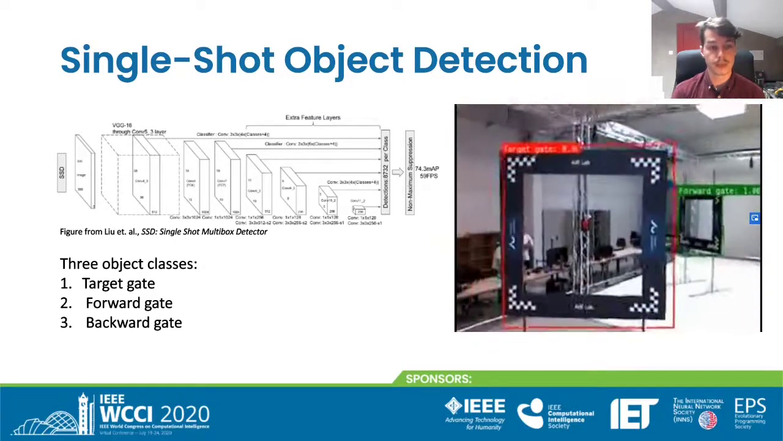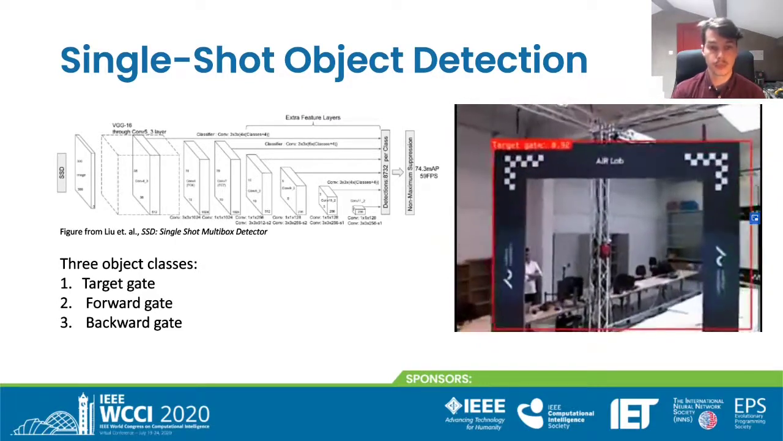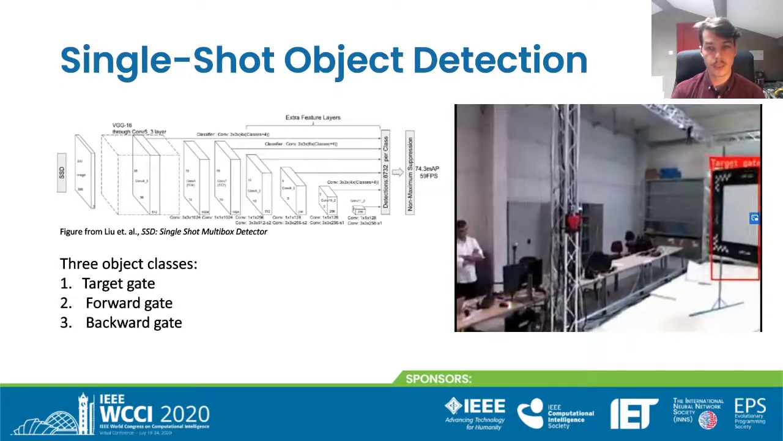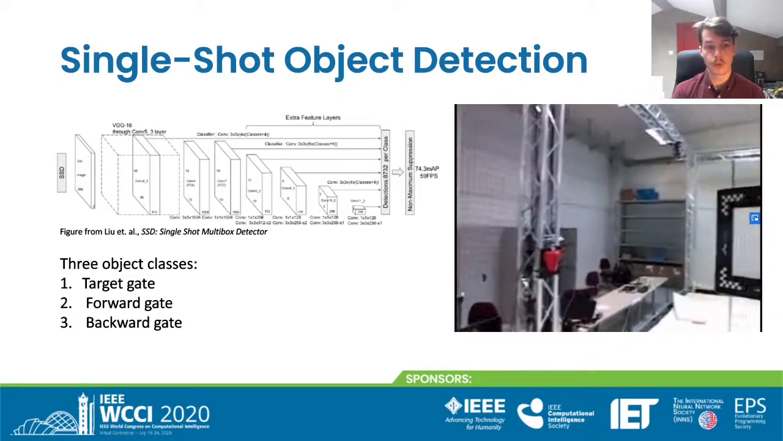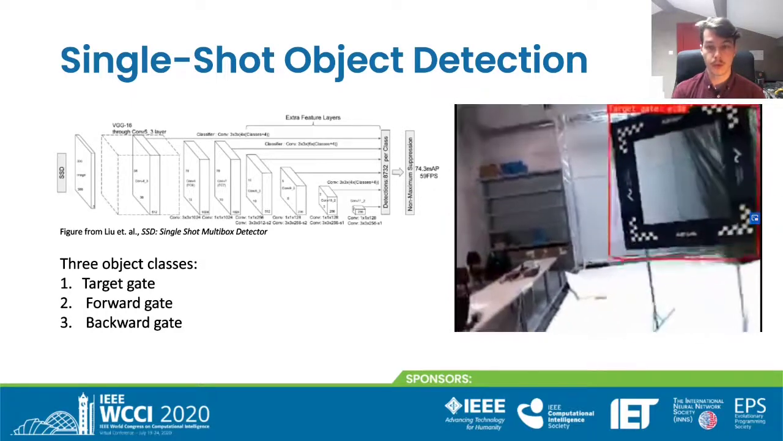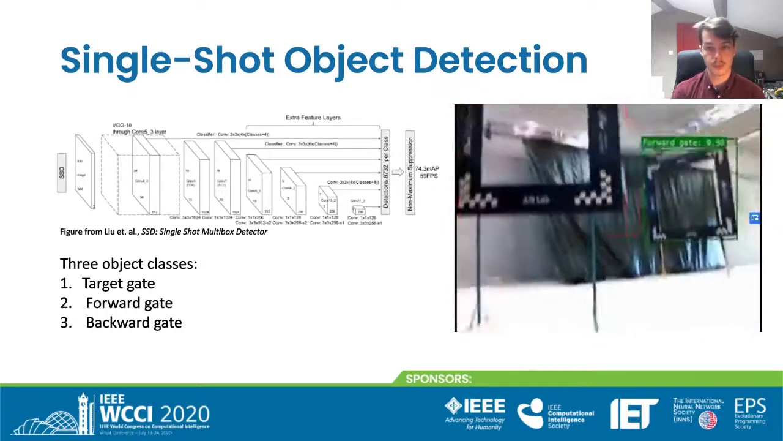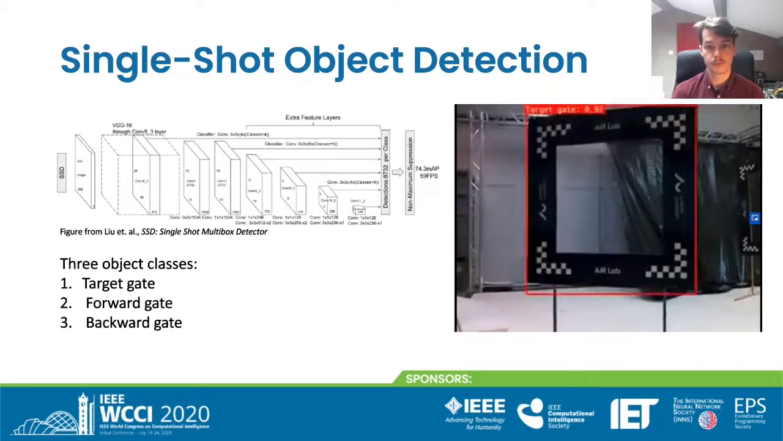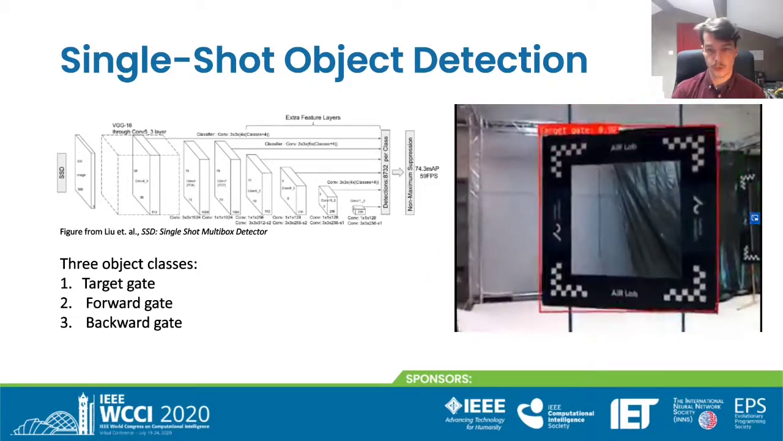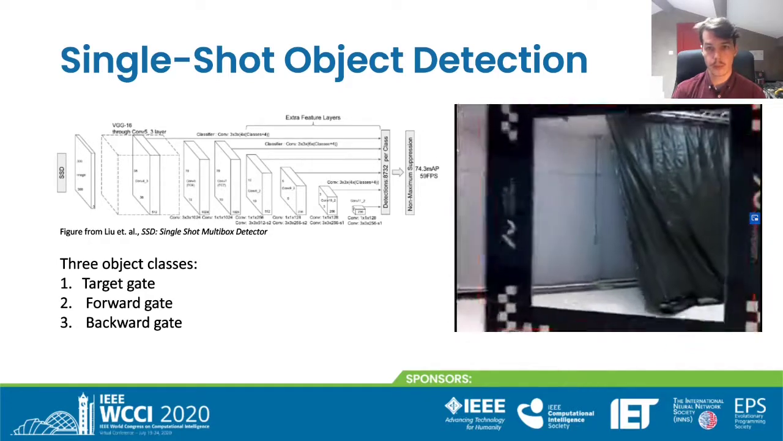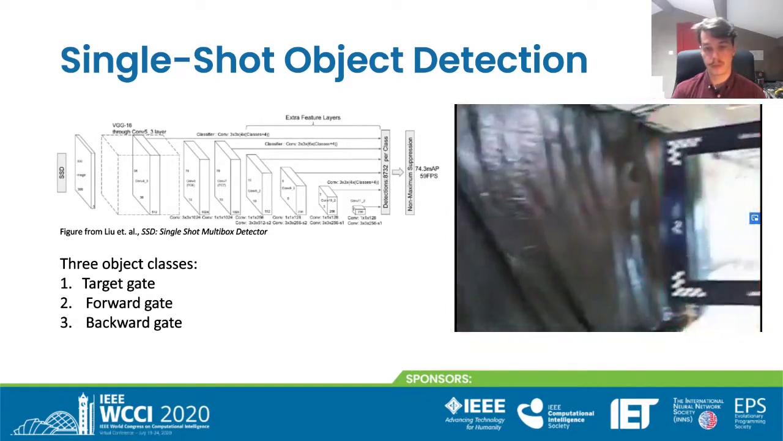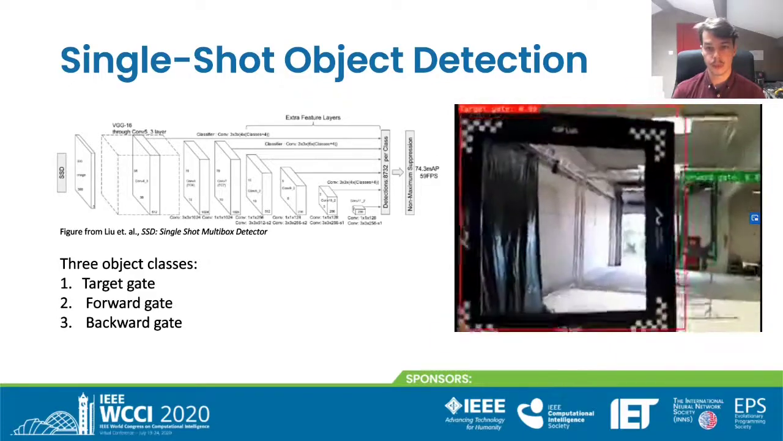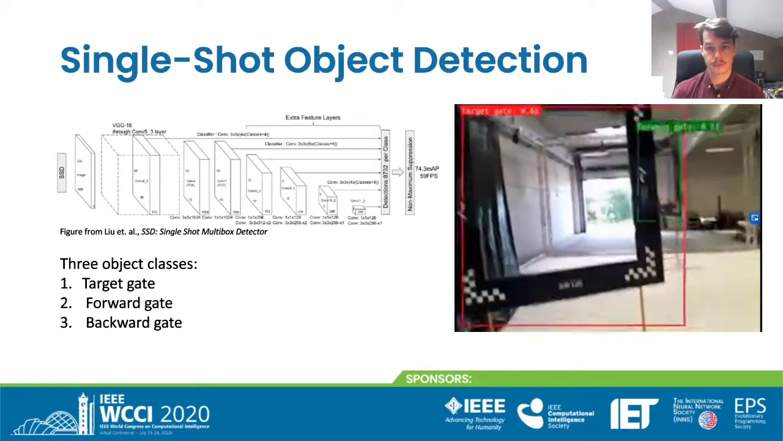For the testing of this method, we first used a state-of-the-art single-shot object detector. Actually, it is SSD, single-shot multibox detector, with the MobileNet V2 backbone. We trained this model on 3 object classes: the target gate, which is the gate facing the camera that is the closest, and then forward gates and backward gates. You can see on the video on the right that it works quite reliably, except when the gate is too close to the camera. It is not visible enough and the network has trouble detecting it.